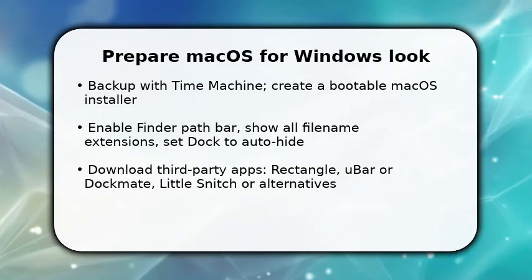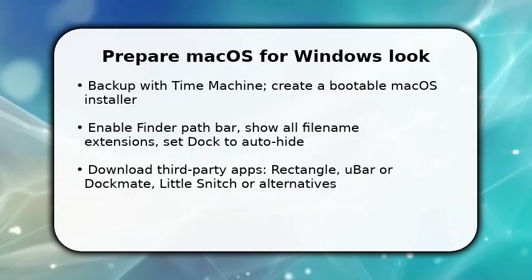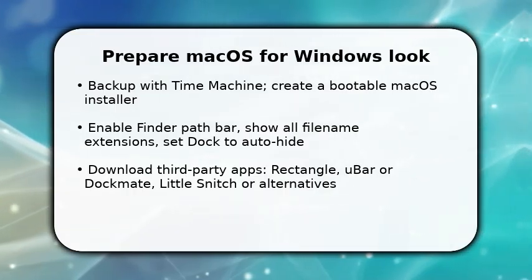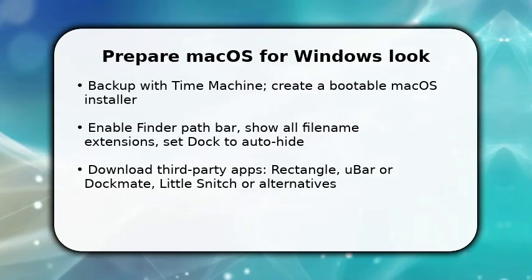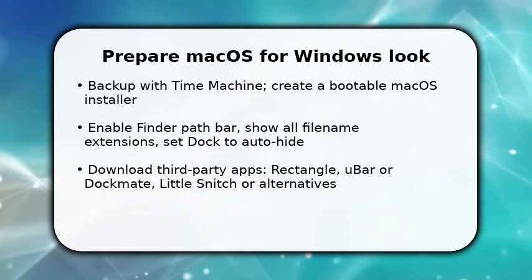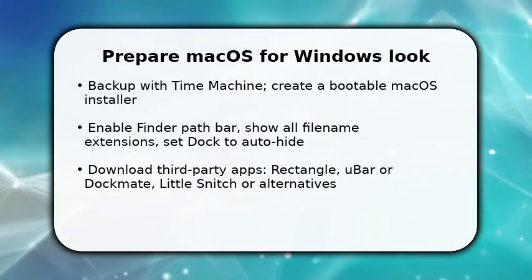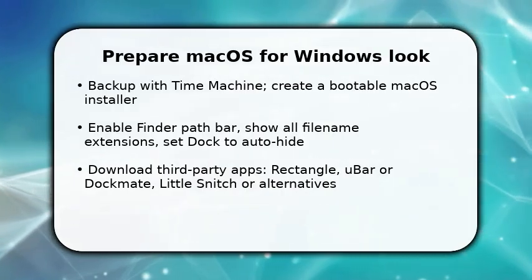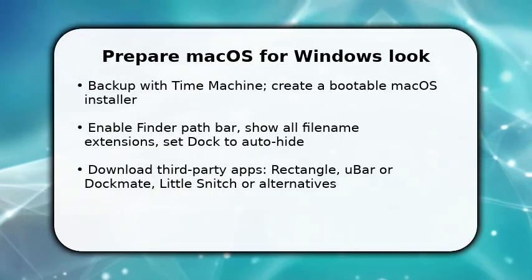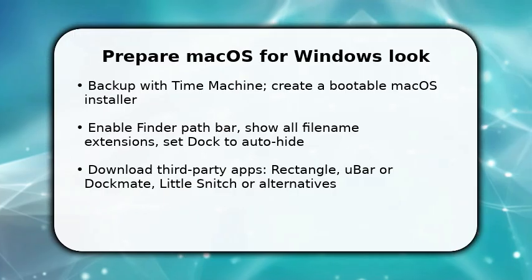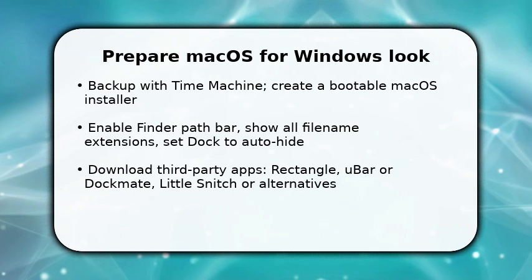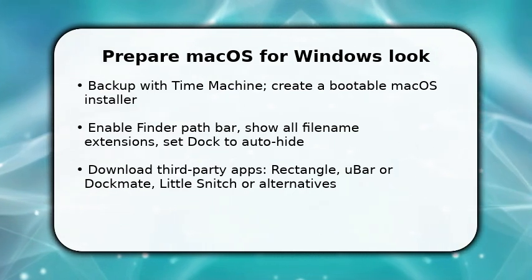You'll start by preparing the system so changes are reversible and safe. First, make a full Time Machine backup and create a bootable installer. This prevents data loss if you need to revert. Next, enable Finder Pathbar and show file name extensions to mimic Explorer clarity. Install key utilities like Rectangle for window tiling and uBar or DockMate to recreate the taskbar. These are the foundation. Once done, you'll be ready to apply visual and input changes that follow.